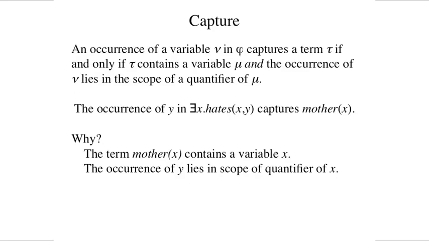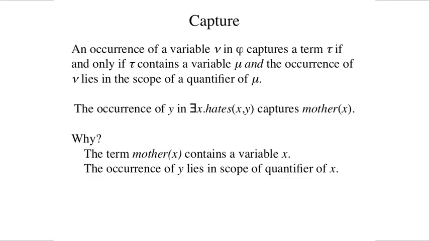Let's formalize this. An occurrence of a variable nu in a sentence phi captures a term tau if and only if tau contains another variable mu, and the occurrence of the first variable nu lies in the scope of a quantifier of mu. What? That's a fairly complicated definition, I think. Fortunately, it's easy to understand with an example.